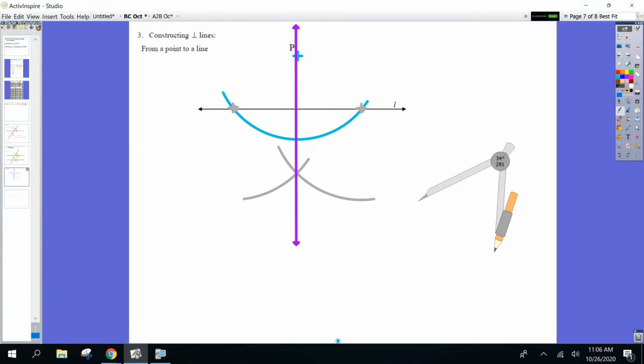And as usual, I do need markings that say these two lines are perpendicular. It is not a bisector. It is not a bisector. It is just perpendicular. So you just need to show me you got the right angle working.